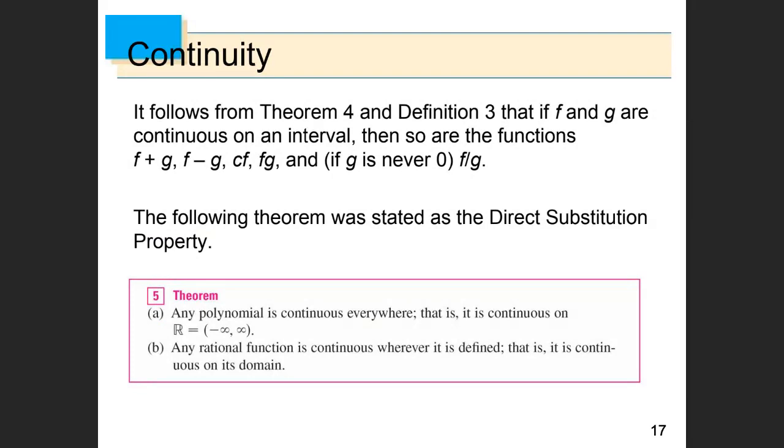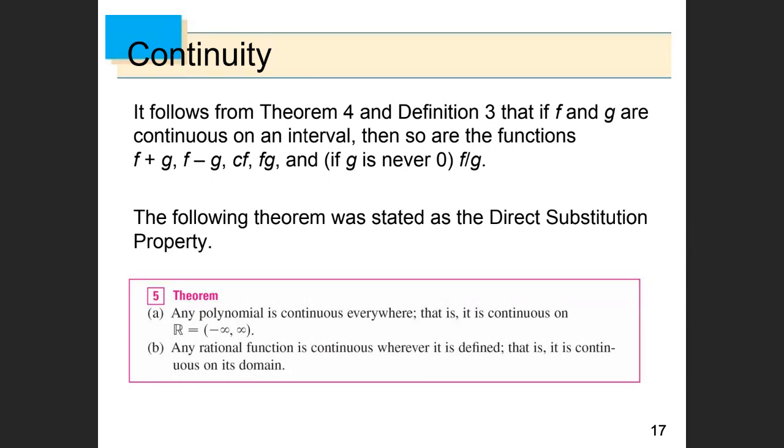Now, if I use the idea from theorem 4 and definition 3, I can come to the conclusion that any polynomial is continuous everywhere. That is, it is continuous on the set of real numbers. So if I give you a function and it's a polynomial, and I ask, is this continuous or not? Just tell me, because you know the theorem now, that a polynomial is continuous on the set of real numbers. Polynomials are continuous everywhere.